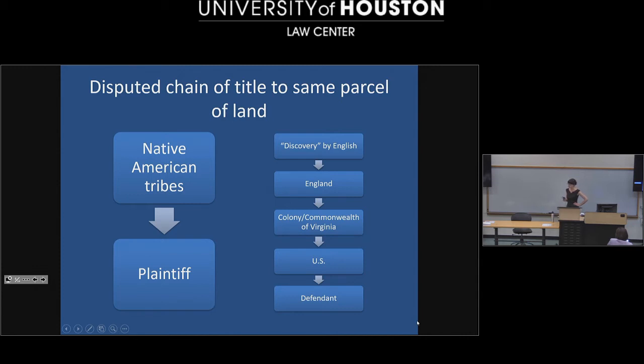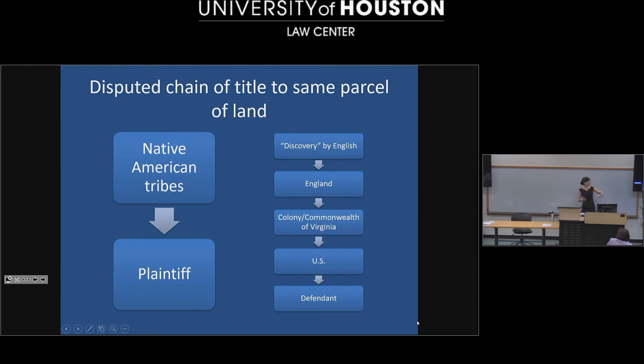And they found that the U.S. government was their common owner. But even though the plaintiff's ownership went beyond that to the Native American tribes, the court still ruled that the U.S. government given title was the one that wins.